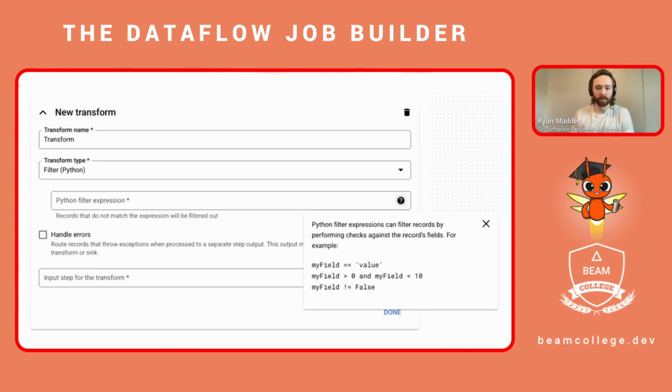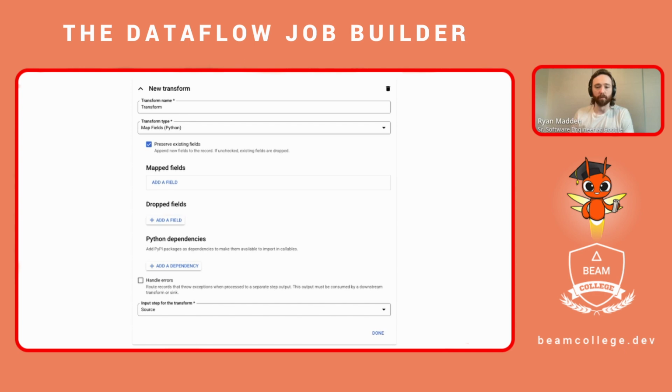This is the configuration section for the Python filter transform, which is one of the most popular. A Python expression is used to exclude data records from processing. This makes it easy to check for and exclude malformed or erroneous records. The transform also supports routing records to a separate destination when exceptions are thrown.